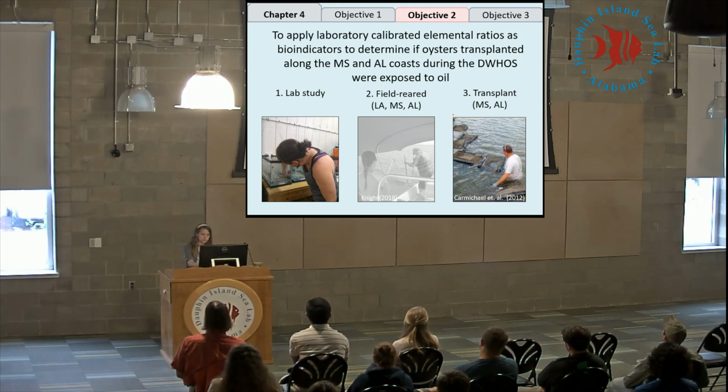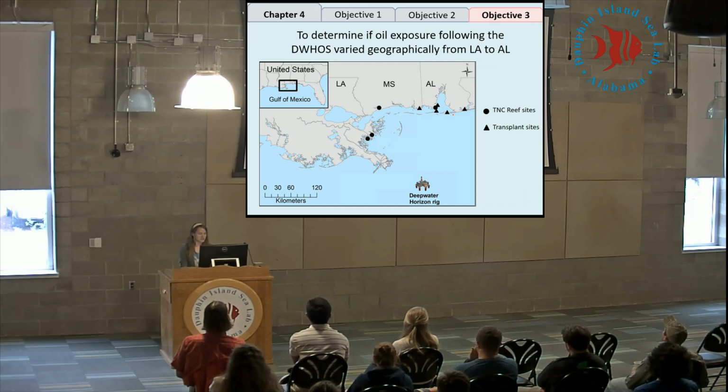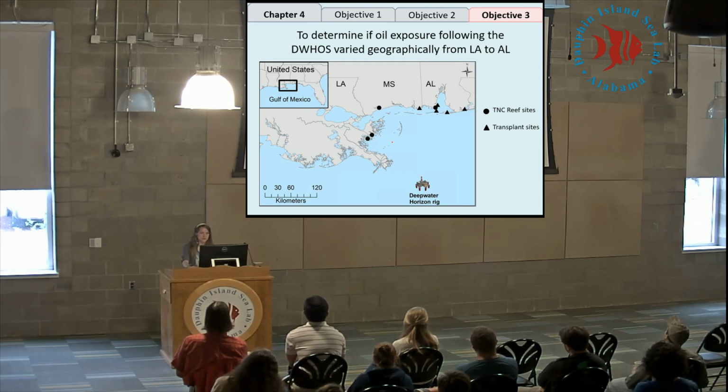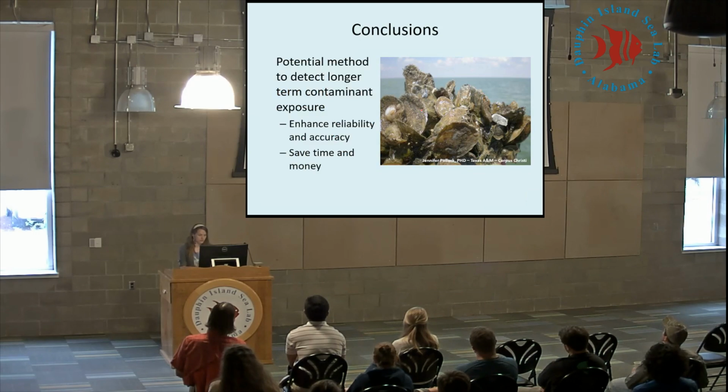My second objective is to use the same calibrated elemental signature from Chapter 1 and compare it to oysters that were transplanted along the Mississippi and Alabama coast in May of 2010, which is when the oil spill first began. These oysters were collected in July and August of 2010, which was the end of the oil spill and just after the oil spill was capped. My third objective is to use these oysters as bioindicators to determine what regions were impacted by oil. This map shows the sample sites with the TNC restored reefs that were sampled in circles and the transplant sites shown in triangles.